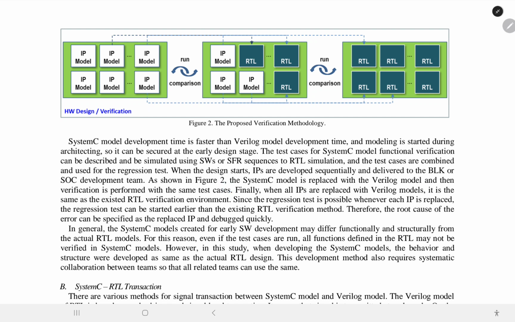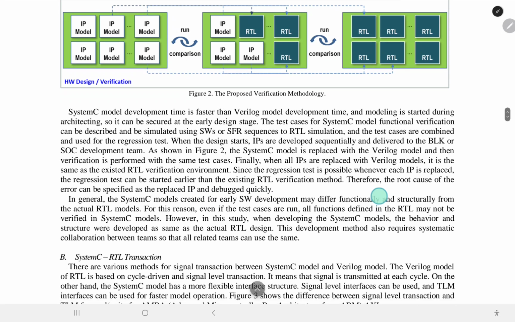As shown in Figure 2, the SystemC model is replaced with the Verilog model, and then the verification is performed with the same test cases. Finally, when all IPs are replaced with the Verilog models, it is the same as the existing RTL verification environment. Since the regression test is possible whenever each IP is replaced, the regression test can be started earlier than the existing RTL verification method. Therefore, the root cause of an error can be specified as the replaced IP and debugged quickly.